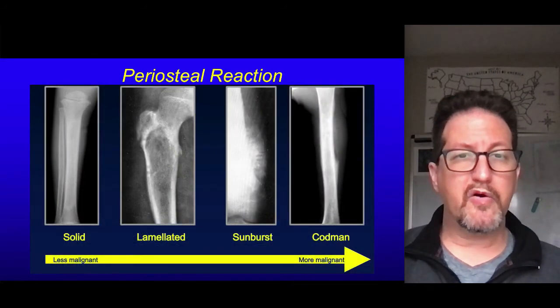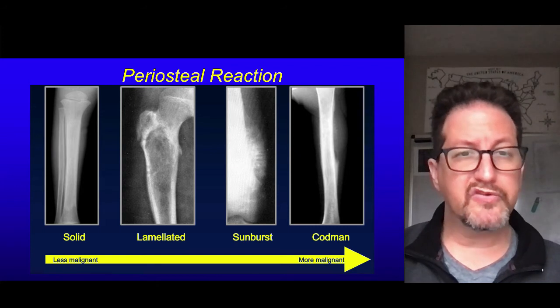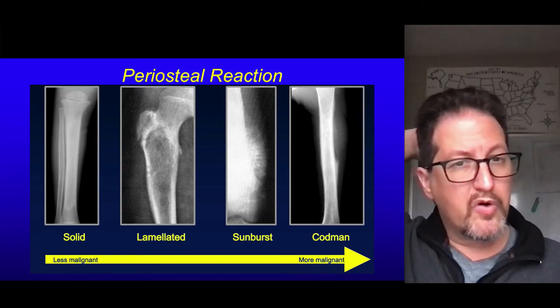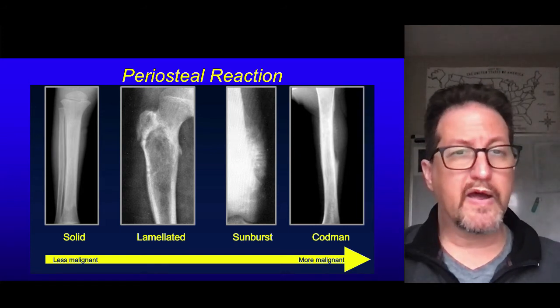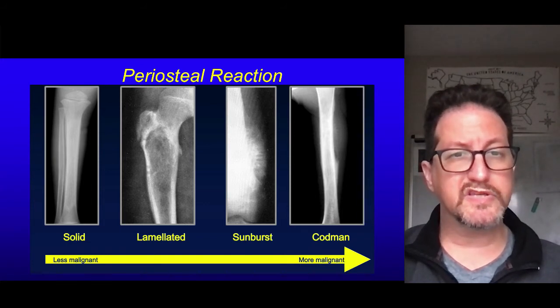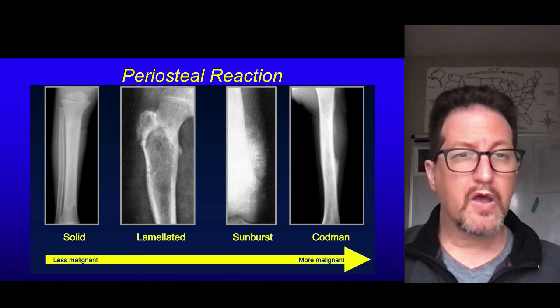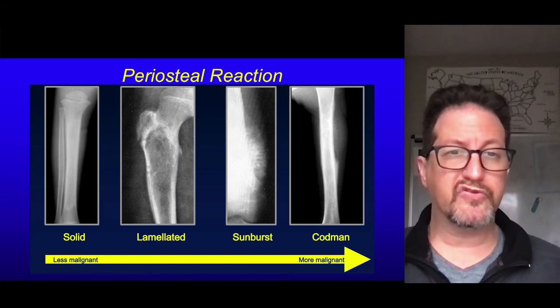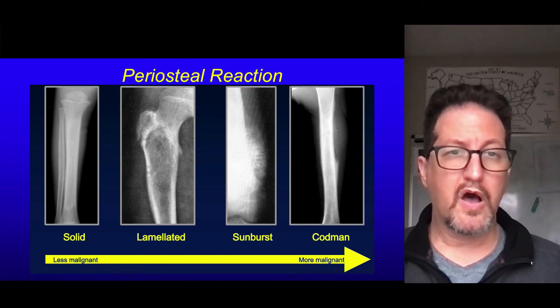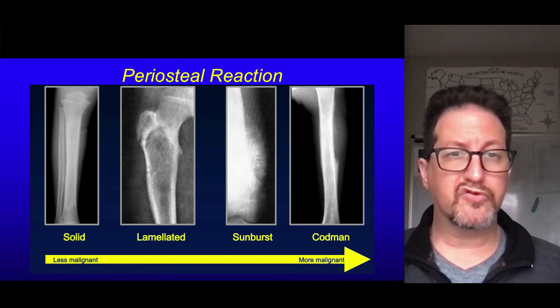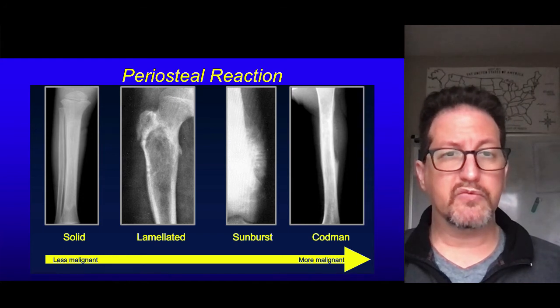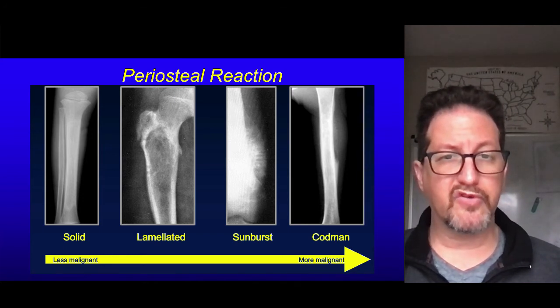Let's move on to the periosteal reaction. So we talked about these different ones. Starting from the left and moving towards the right, you have your solid. You can see that that is a sclerotic lesion in the tibia. If you look down towards the bottom of the image closer to the ankle, you can see where the border of that is. So solid, there's no periosteum really reacting, so that's considered solid.